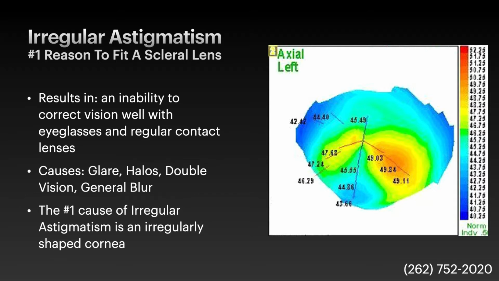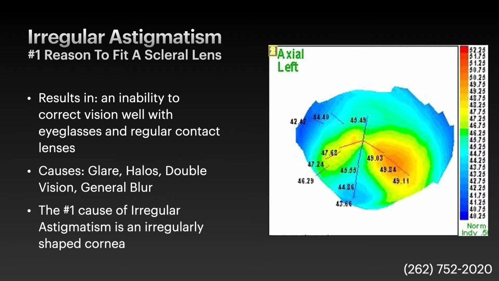When a person has irregular astigmatism, I'm not able to correct their vision well with regular glasses or with typical contact lenses, whether they're soft or a gas-permeable lens. This causes the patient to have glare, halos, double vision, and just overall generally blurry vision that isn't correctable to an acceptable level. The most common cause of irregular astigmatism is a cornea that has irregular shape to it.